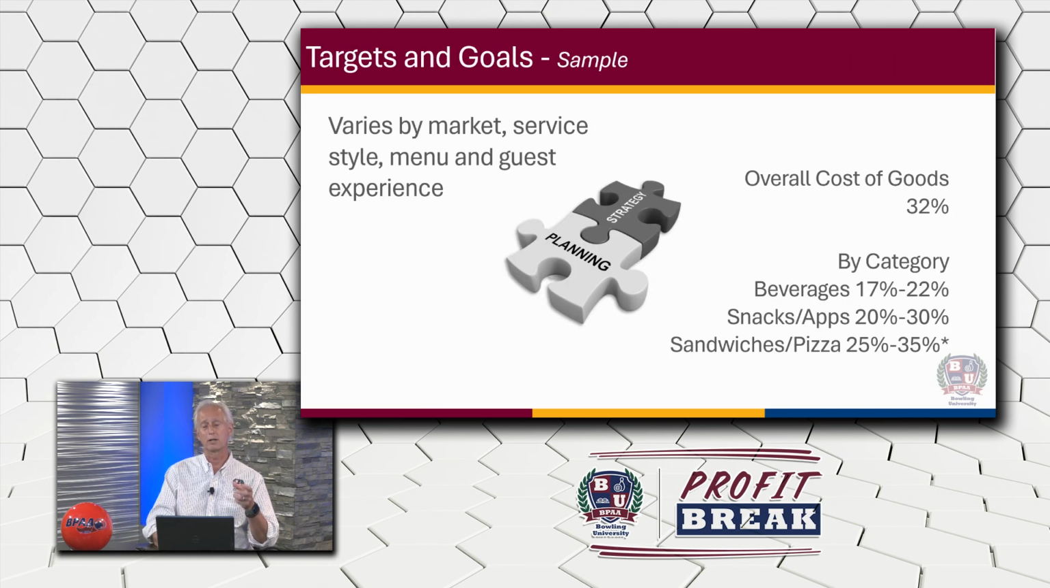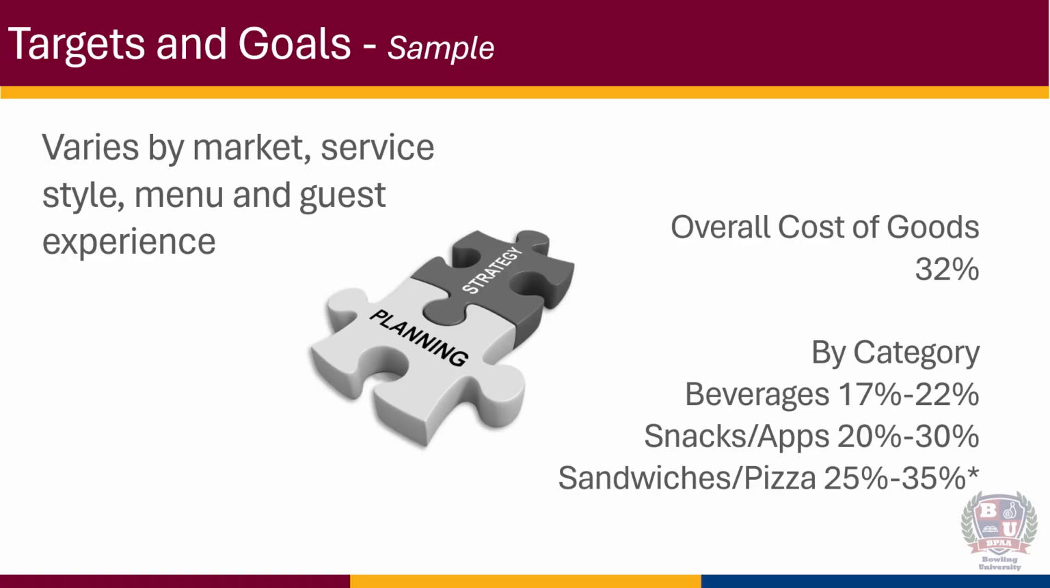Okay? Now, speaking of targets, how do you know if you're where you should be or where you want to be? Okay, you should have targets for each of your item areas. For example, when you're talking about beverages, the target cost of goods on beverages is going to be much lower than it is going to be for snacks, or for sandwiches. So you need to have a target and goals for each of those categories. Here's some samples that are on the screen, generally speaking, where things fall. And then in my example here, I want my overall cost of goods target to be 32%.